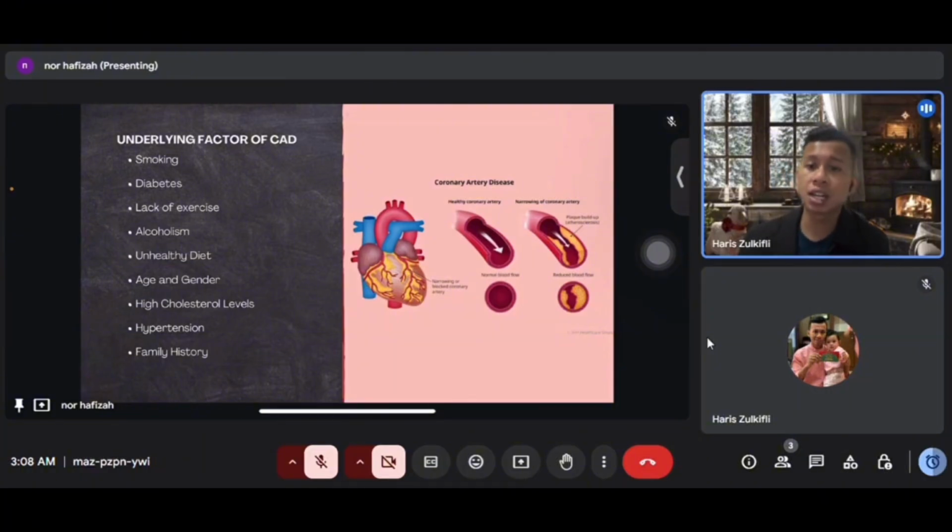The seventh is high cholesterol level. Too much bad cholesterol leads to plaque in the arteries, narrowing them and increasing the CAD risk. And the eighth is hypertension, or high blood pressure, which can damage the arteries over time and accelerate plaque buildup. And the last one is family history. Genetics can make you more prone to developing CAD, especially if a close family member had heart disease.